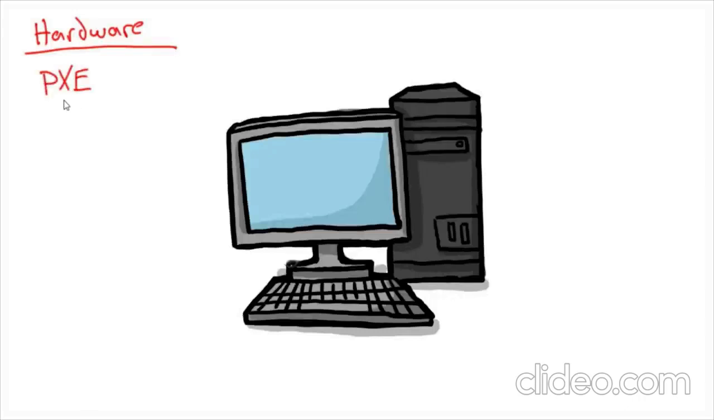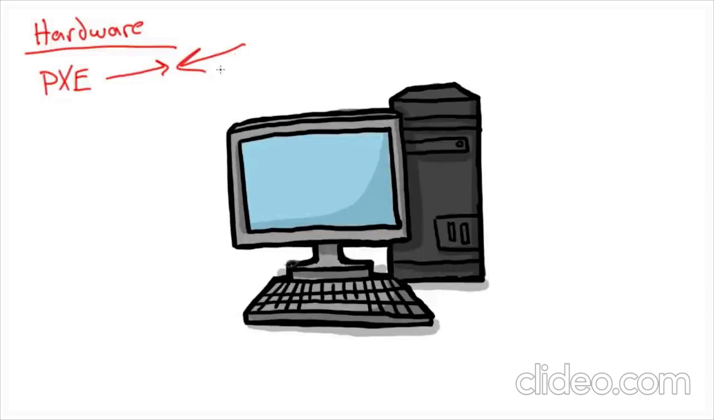PXE, which stands for Pre-Boot Execution Environment, is the way that the hardware says, okay, I don't see a hard drive, or I'm not set up to use a hard drive, so I'm going to query the network. And it just queries a DHCP server, and the DHCP server responds with not only an IP address, which is what DHCP servers normally do, but also a boot file and a TFTP location. A TFTP server is just a place you can store files on a network.